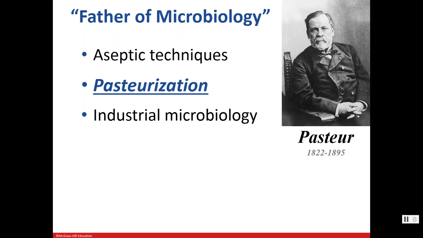Industrial microbiology, he was actually the first scientist to ever get paid for scientific research. He was paid by winemakers to figure out what was spoiling the wine, essentially, and what he discovered was a basic concept that we're going to hear over and over and over, which is if bacteria get into the fermentation vat, they produce acid, and acid spoils wine.